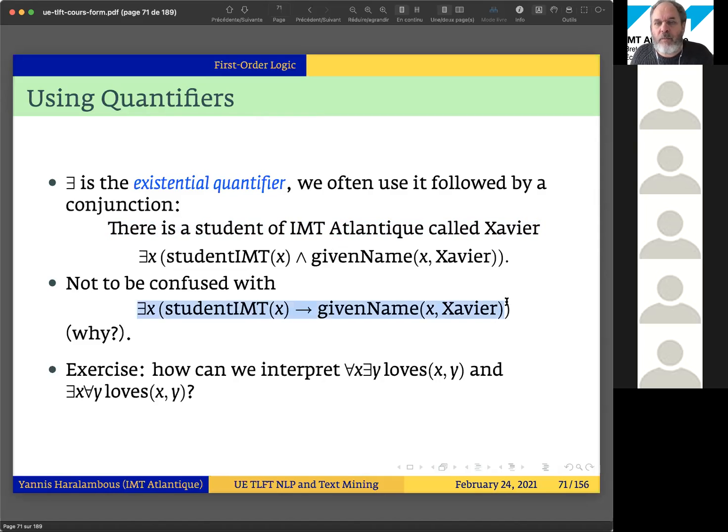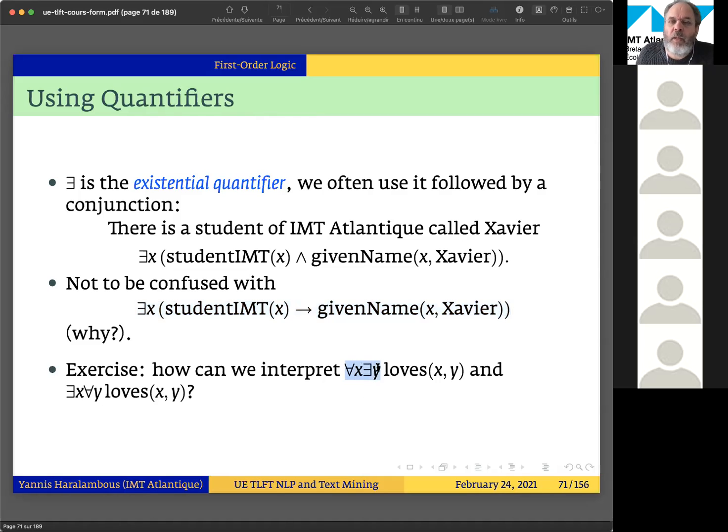So what does this formula mean? This formula says that there exists an X such that either X is a student of IMT Atlantique and his name is Xavier, which is okay, or this X is not a student of IMT Atlantique, and in that case, we have no idea about his name. Okay, so something useless.